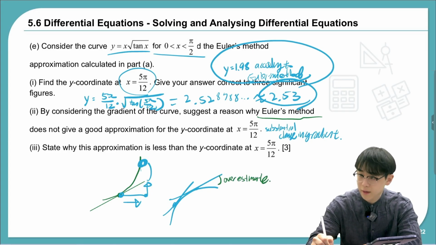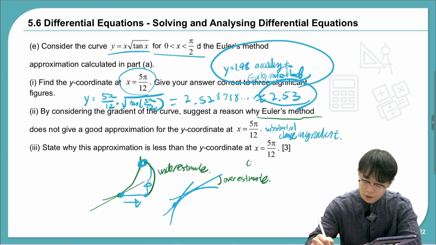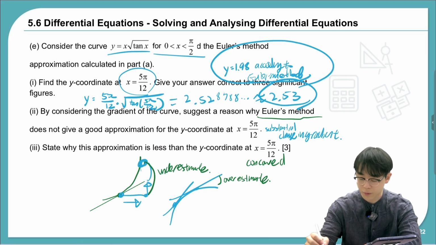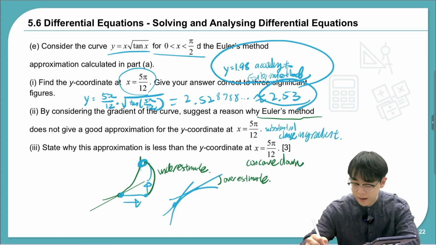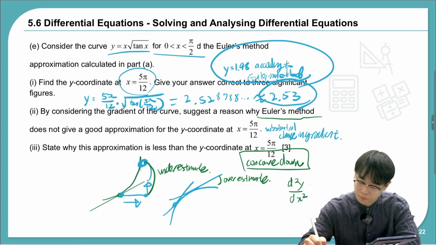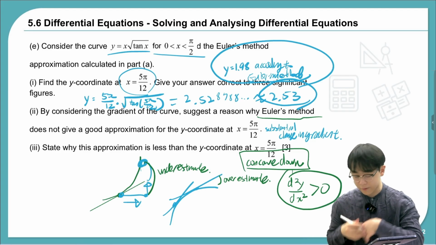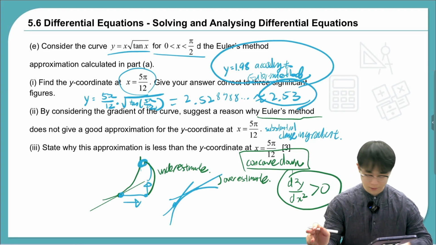But in our case, we underestimated it, right, with Euler's method. So we would expect this to be concave down, right? So this approximation is less than the y-coordinate. So Euler's method underestimates because the graph seems to be concave down, or we could just show how d squared y over dx squared would be greater than 0. Right? So because we have a concave down shape, this approximation is less, not more.